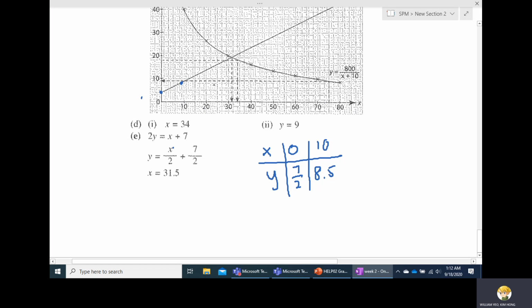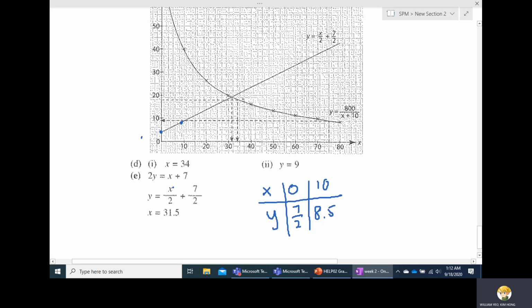So how many points does this straight line cut the curve or touch the curve? 1 point here. So it's around 31.5. If it touches at 2 points, then you get 2 answers, just like the previous example.